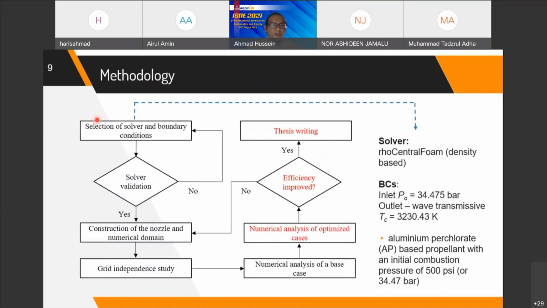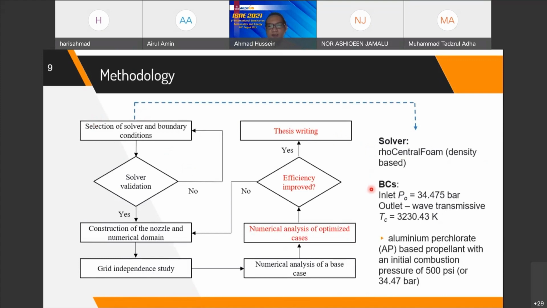The first step is to select the appropriate solver and boundary conditions. In this particular study, we use a density-based solver known as rhoCentralFoam. And it is most important to select an appropriate boundary condition for the outlet boundary to allow a smooth transition of the shock wave through the boundary. So we don't want any reflective shock wave near the exit boundary.